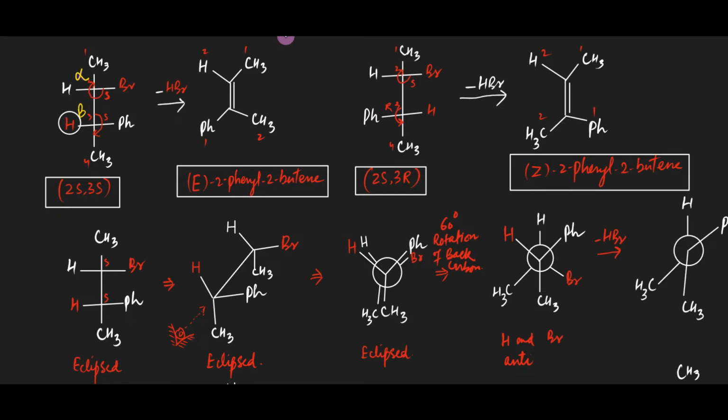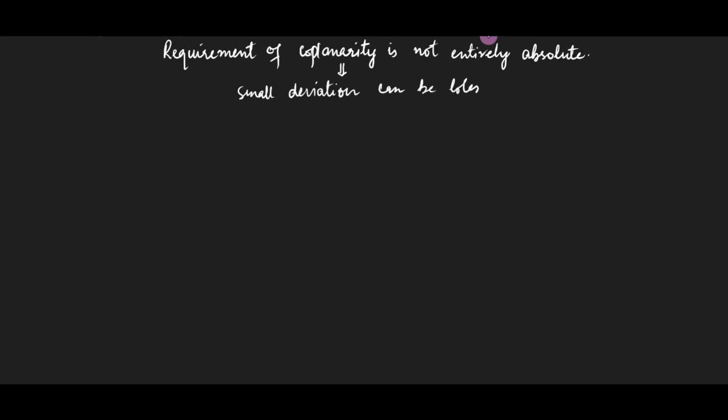Syn-elimination is not found to any significant extent, unless anti-elimination is greatly diminished by failure to achieve the 180-degree dihedral angle, for example in rigid systems. We will see some examples of this later. Remember that, this requirement of coplanarity is not entirely absolute. Small deviation from coplanarity can be tolerated.